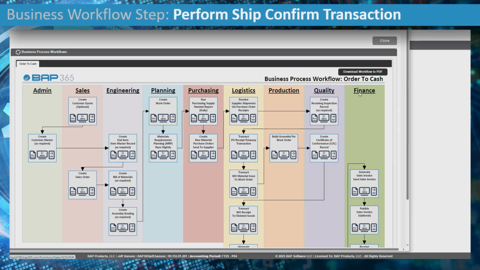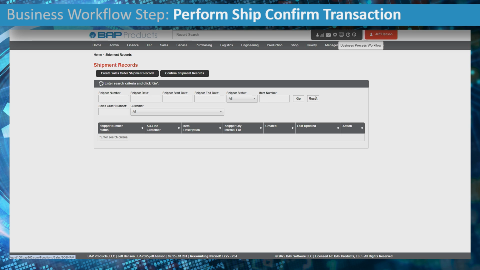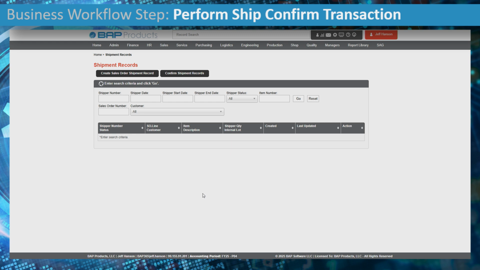Now looking back at the workflow, going down to where we generated the sales order shipper, in the same step we are asked to ship confirm the shipper. So when you create the shipper, as I mentioned, it moves the inventory into shipping, but it will stay on hand until you ship confirm the order. So to ship confirm an order, you have two buttons on the shipment screen. One was to create the shipment record, which we previously did. Now we're going to confirm the shipment record.